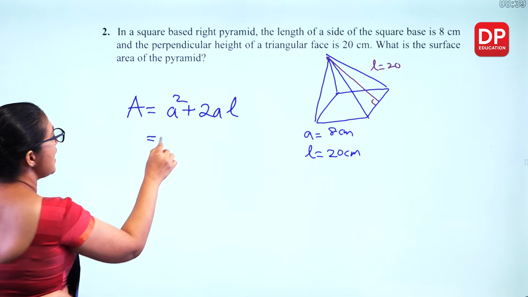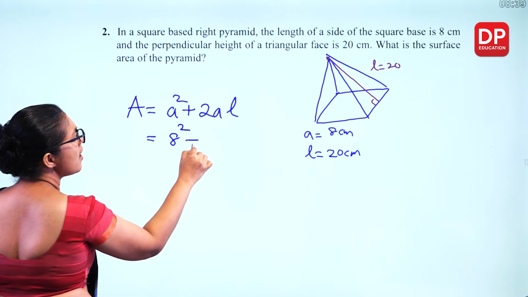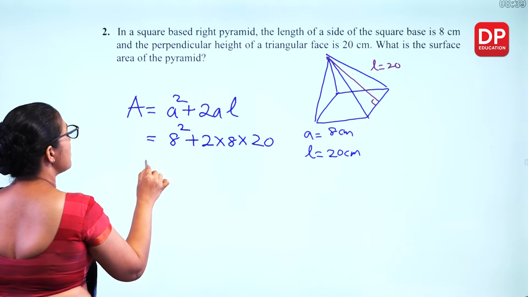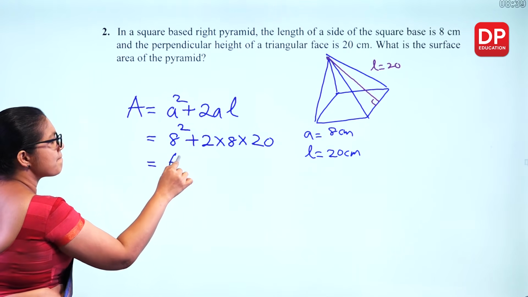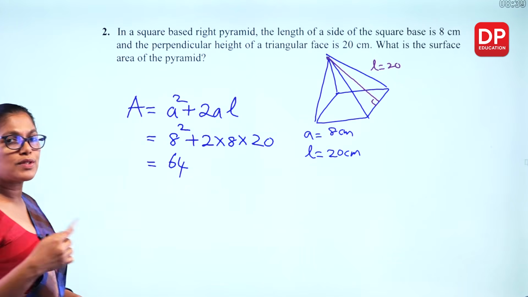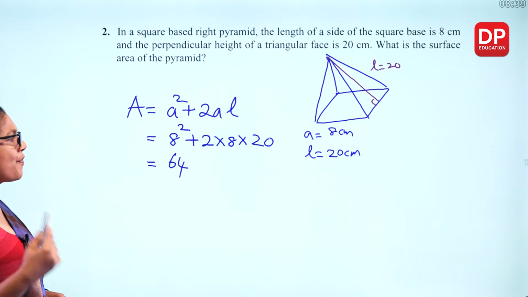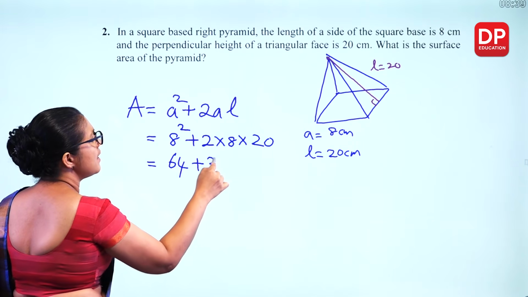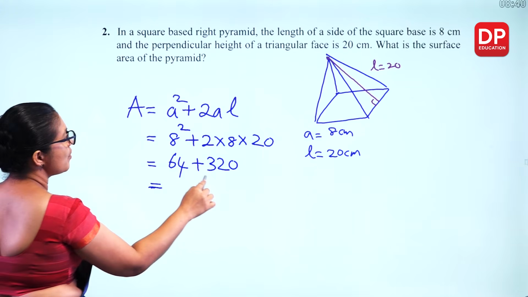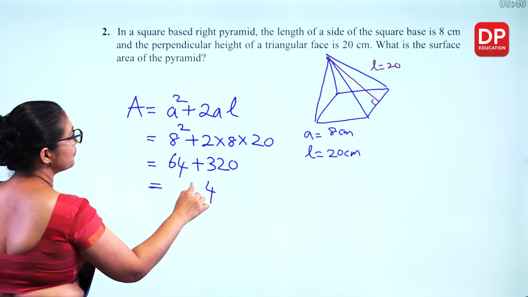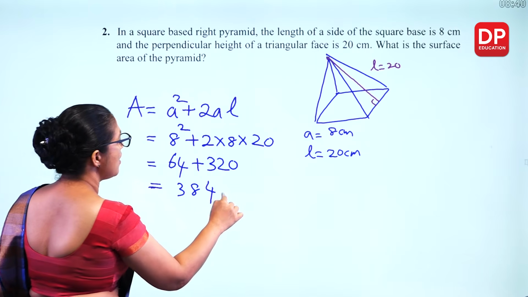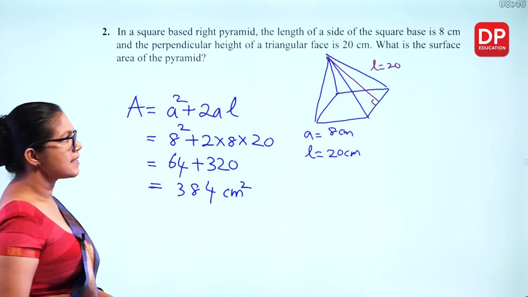A squared is 8 times 8 or 8 squared. 2 times 8 times L. Multiply. 8 squared is 64. Then you can multiply 8 times 2, 16. 16 times 2, 32. And then a 0. So when you add these two together, you get 384 square centimeters.